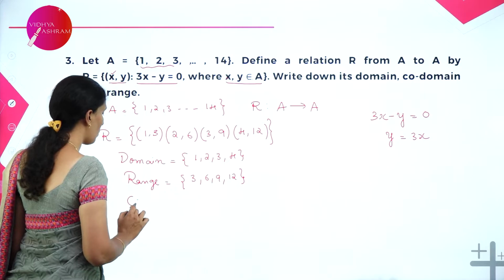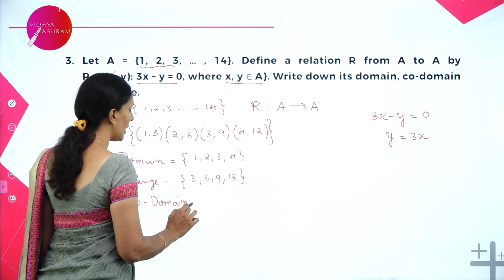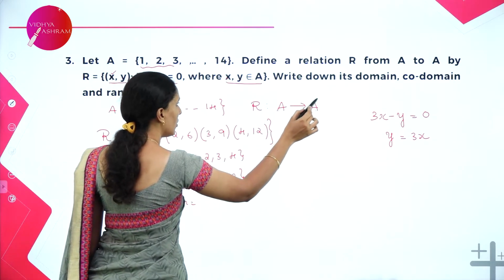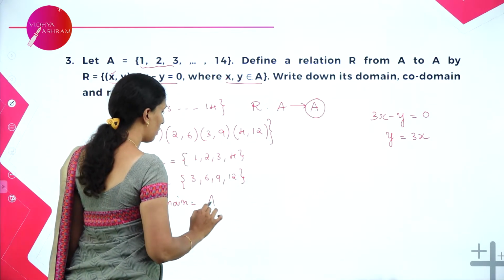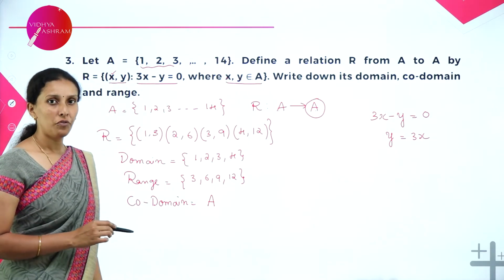Next, what is your codomain? Codomain is the complete second set. Because we are defining the relation from set A to A, your second set is also A. Therefore, the codomain is the set A, that is the elements from 1 to 14.